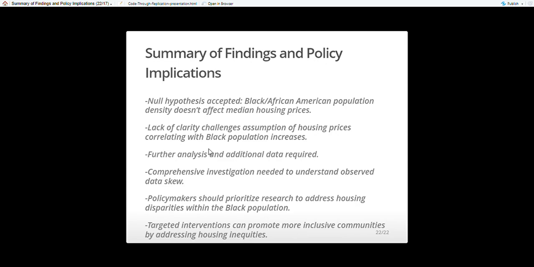A more comprehensive investigation is needed to identify any other factors at play and understand the root cause of the negative skew observed in the data. In light of these findings, policymakers should prioritize further research and data collection efforts to gain a more comprehensive understanding of housing disparities within the Black population. This will enable the development of targeted interventions and policies aimed at addressing housing inequities and promoting more inclusive communities.